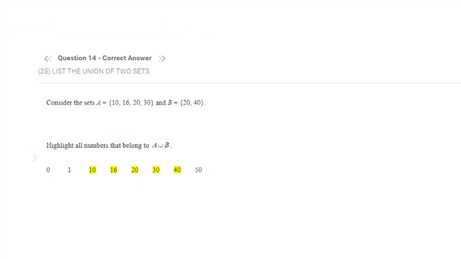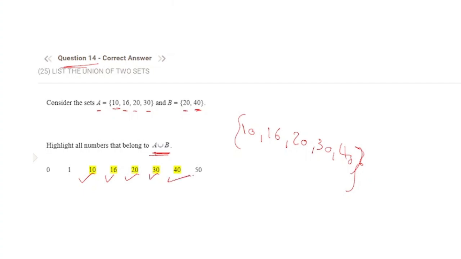Question number 14. Consider the set A contains 10, 16, 20, 30, and B contains 20, 40. Highlight all the numbers that belong to A union B. That means we mention all the numbers inside the two sets. So it will be 10, 16, 20, 30, this is for set A. For set B, 20 is there already, and 40. So it will be 10, 16, 20, 30, 40.